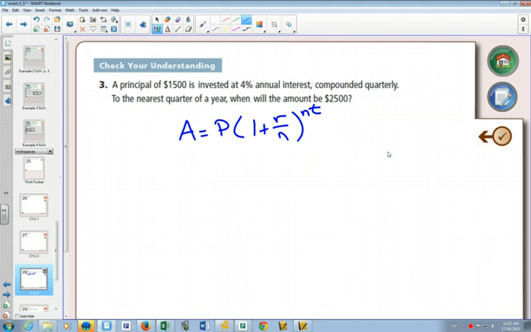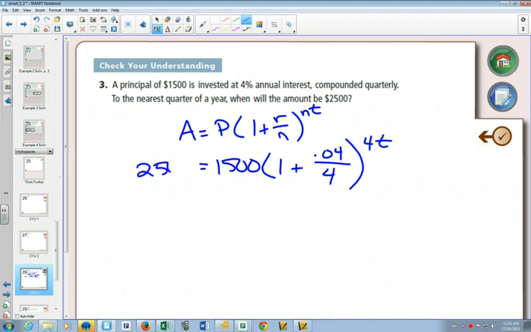So we will have a principal of 1,500. The interest rate we always change to a decimal, so decimal 0.4. Compounded quarterly is 4 times per year. We want to find time because it says when will the amount be 2,500. So the amount over here we can put in as 2,500.